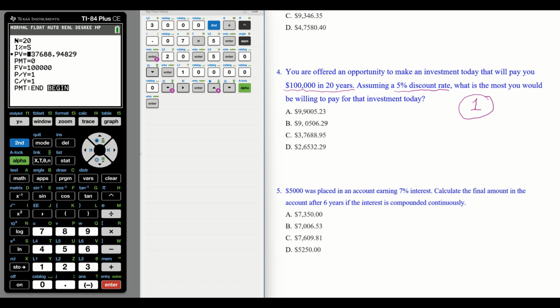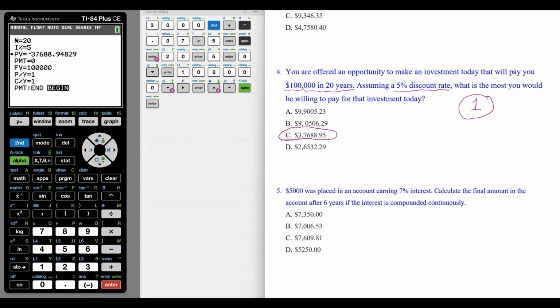Notice that negative symbol there again. Crucial that you pay attention to that. Okay. And that is option C. Okay. Let's go to number 5.